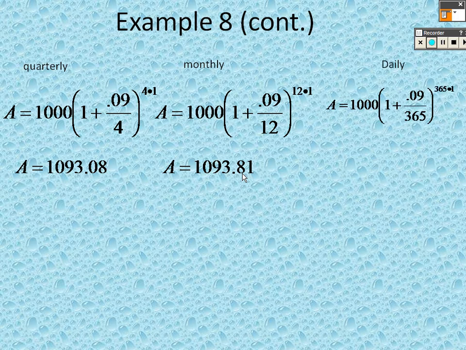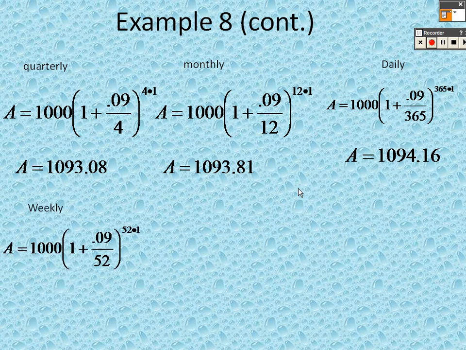Then daily, 365 days. Still, in the large scheme, this is 93.81, and this is 94.16. So we're only talking about 40-ish cents that it went up by going from monthly to daily. Weekly, put in a 52 there. It actually seemed to go down a little bit, which shouldn't be the case.